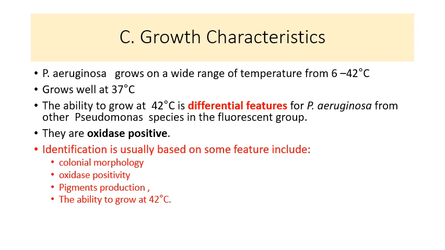The bacteria is positive for the oxidase test, and they do not ferment carbohydrates. So the identification of this bacteria mainly depends on some features as mentioned, including the colonial morphology, the oxidase positivity, the pigment production, and the ability of these bacteria to grow at 42 degrees.